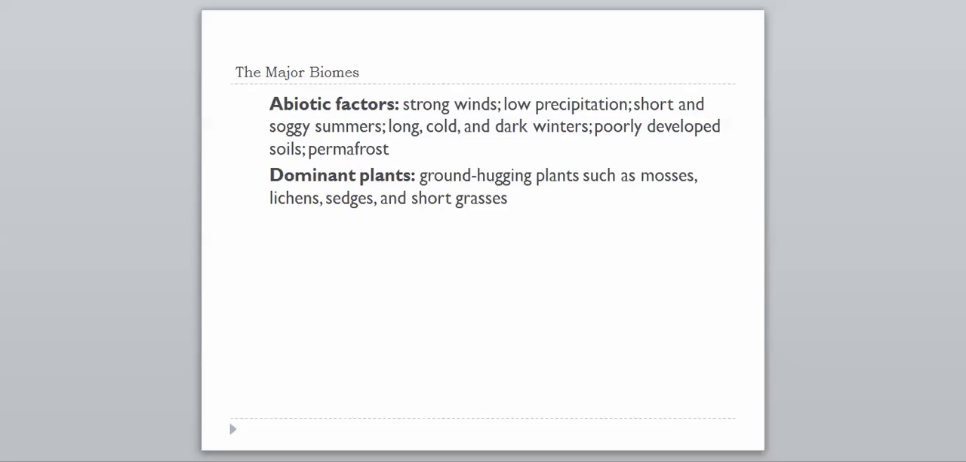And so our abiotic factors: there's very strong winds, not a lot of precipitation, short soggy summers, long cold and dark winters, and there's poorly developed soils because it's frozen for most of the year, and then because of that permafrost. And there's ground-hugging plants such as mosses, lichens, and short grasses that are what you're going to find in this group. So not a lot of big trees found in the tundra.